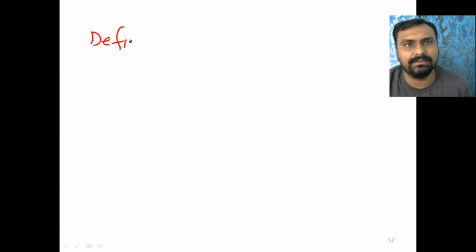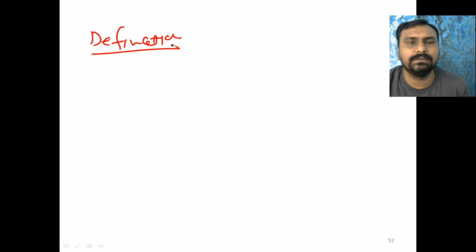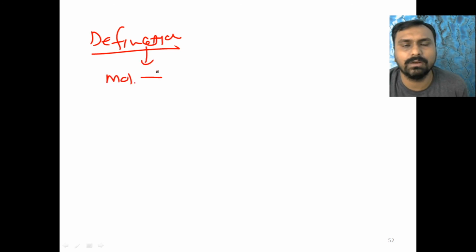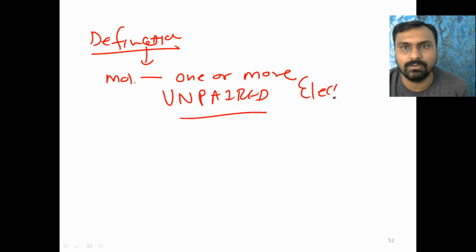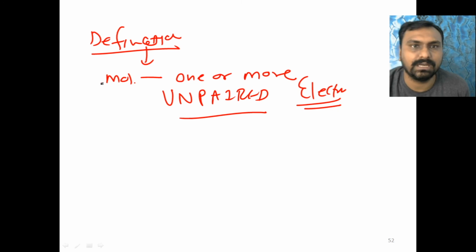So I revise again. The definition: a molecule or molecular atom or fragment that contains one or more, that is very important, one or more. What is the most important part? Unpaired electron. One or more unpaired electrons on its outer orbit. That is called a free radical.